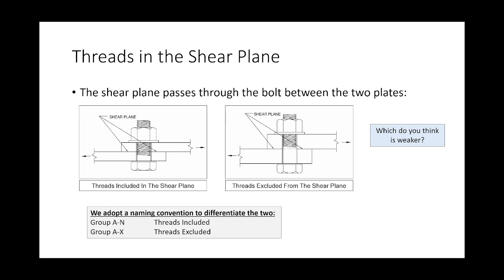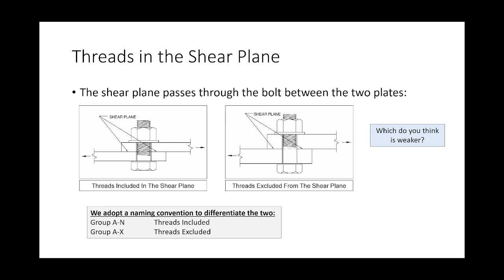The bolt on the left and the bolt on the right have a clear difference, and it is whether or not the threads are included or excluded from the plane between the two plates, or the shear plane. Now, which do you think is weaker, the bolt on the left or the bolt on the right? The left. Why? Because the threads are through the shear plane, right? The threads constitute a component of the bolt that is weaker, okay?